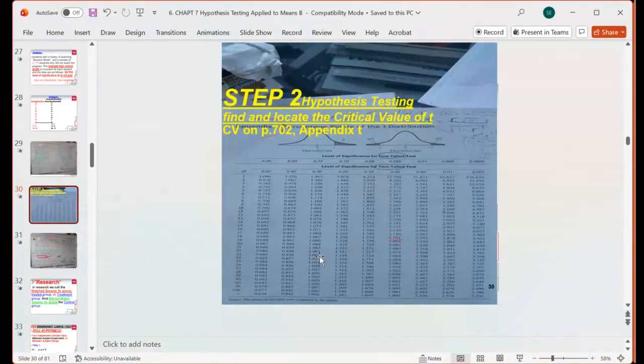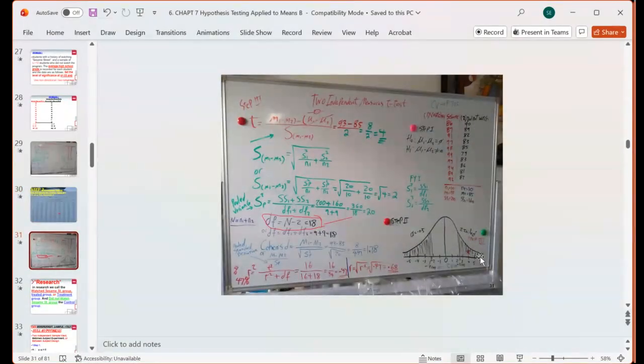The critical region starts here. So you draw your distribution of the t-test, which is just like z, with a mean of 0 and a standard deviation of 1, go up positive, go down negative. 2.101 is the cutoff point where the critical region starts, positive or negative, because it's two-tailed, either way. So that's our step 2, the red dot.